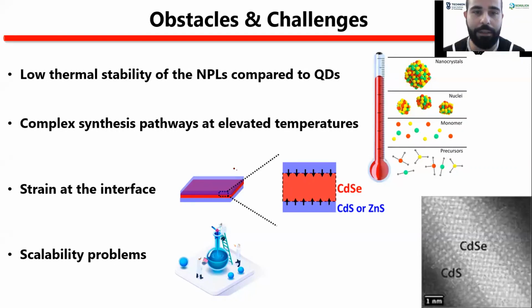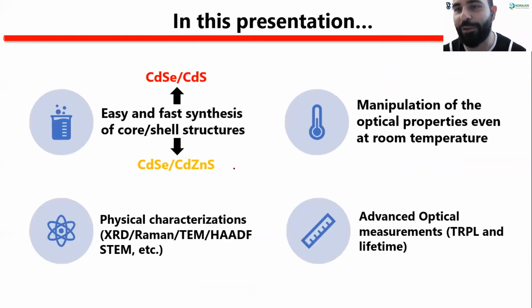So here I came today to give you an alternative. How can we synthesize these core shell structures easily and fast? Today we'll talk about cadmium selenide, cadmium sulfide core shell nanoplatelets, and cadmium sulfide, cadmium zinc sulfide core shell nanoplatelets. Then I will show you how we can manipulate the optical properties even at room temperature. We don't need high temperature to see the color change that we saw before. We can do it at room temperature.